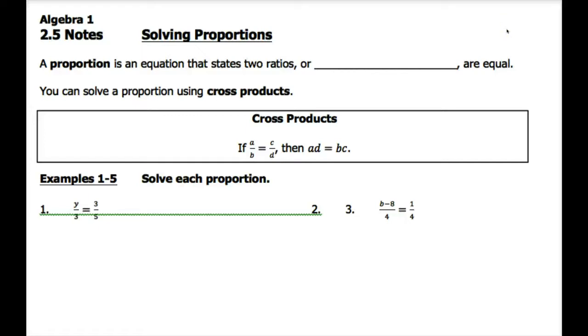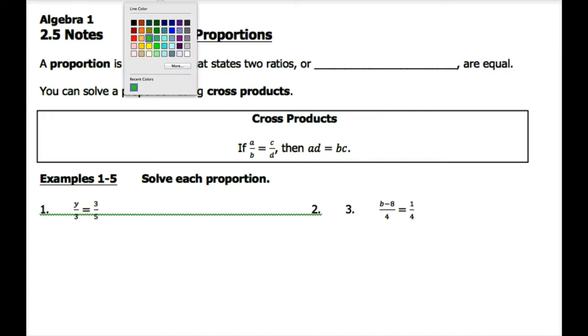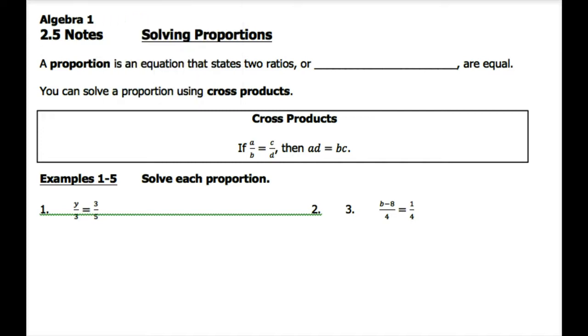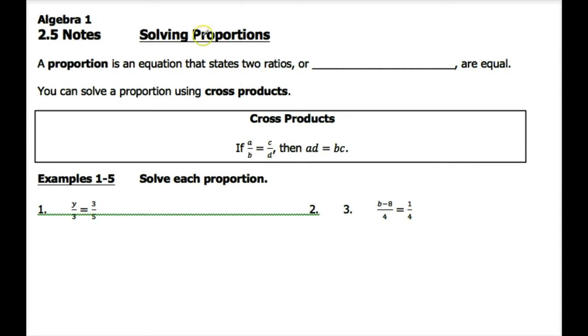Hey guys, in this video we're going to look at a different kind of equation. This is a special type of equation called a proportion, which you may or may not have seen before. I believe you see them a little bit in 6th grade, but if not, they're pretty simple to do.